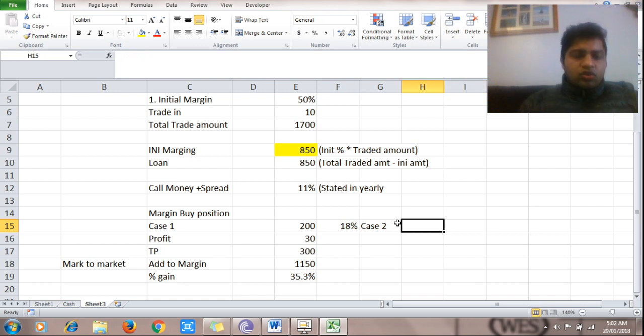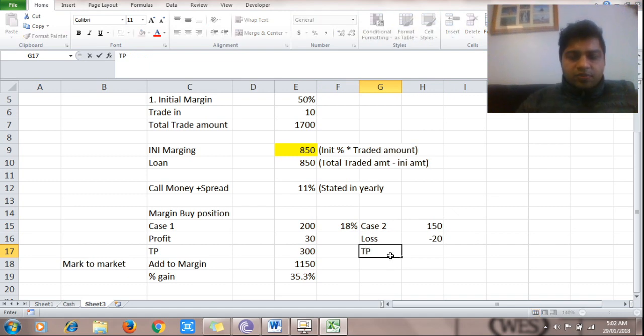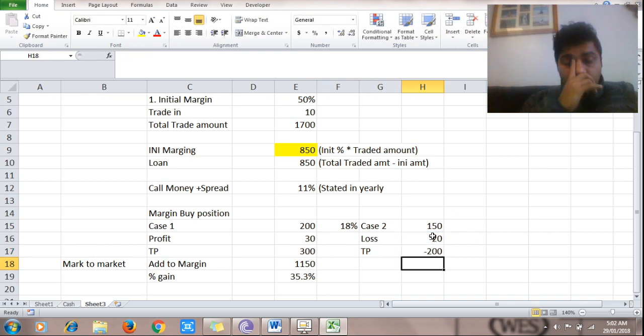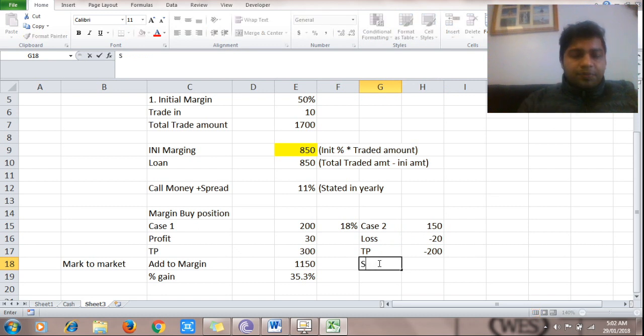If the stock goes to $150, what would happen? The stock is being traded at 150, but you bought it at 170, so you would make a loss of 150, that is the current price, minus 170, the price at which you bought, so 20. Now this is loss per share, so you are trading in total 10 shares, so you would have a total loss of $200. So this loss is subtracted from the margin. So profit and loss is adjusted from the margin.